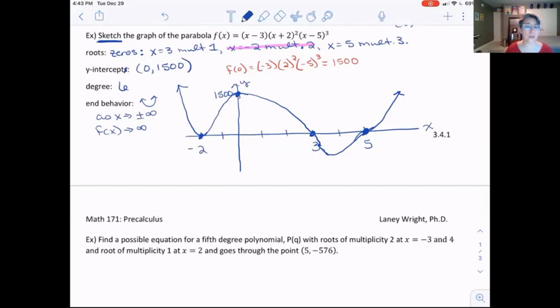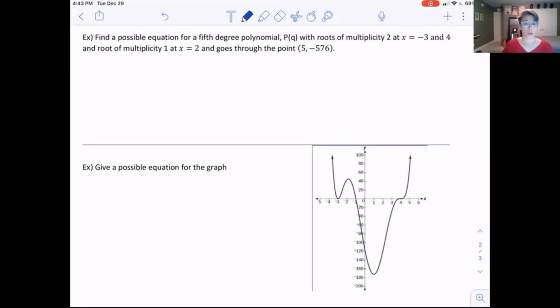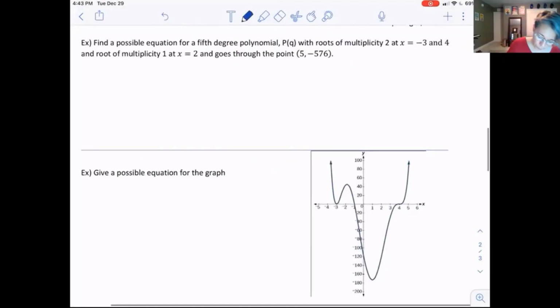We have the end behavior. We have all of the intercepts. The degrees are correct. So it's just a nice quick sketch of the graph. Now we're asked to find a possible equation for a 5th degree polynomial. So that's important.